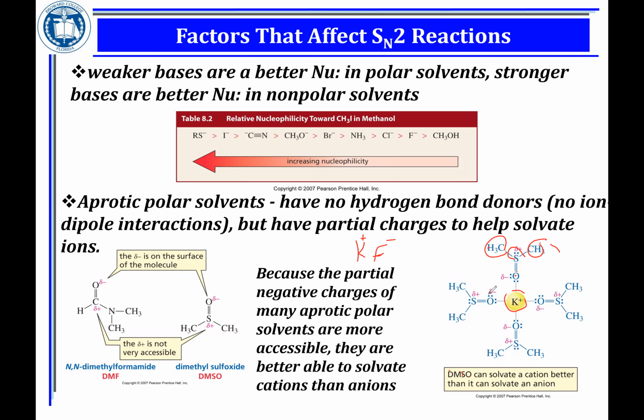What happens to fluoride? Fluoride is going to leave potassium because potassium now is taken by the solvent. So fluoride has no choice but looking for another positive center, and then it will attack a carbon with the positive charge. So it makes the fluoride a better nucleophile. That's basically what it's trying to explain.